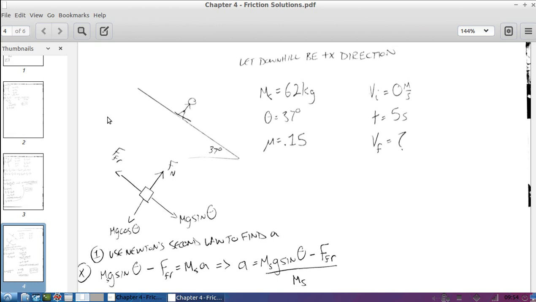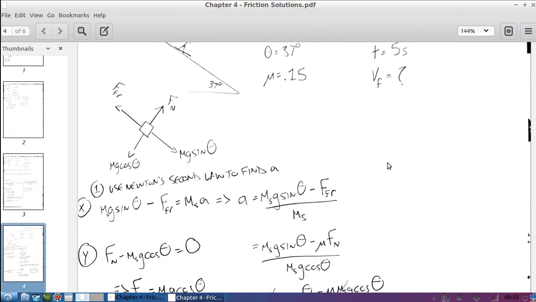You can flip it around. You'll be dealing with some other negative signs. It's no big deal, but as long as you're consistent, you should get the same answers. All right, so I've got mass, angle of incline, mu, my kinematic stuff here. What am I looking for? All right, free body diagram.